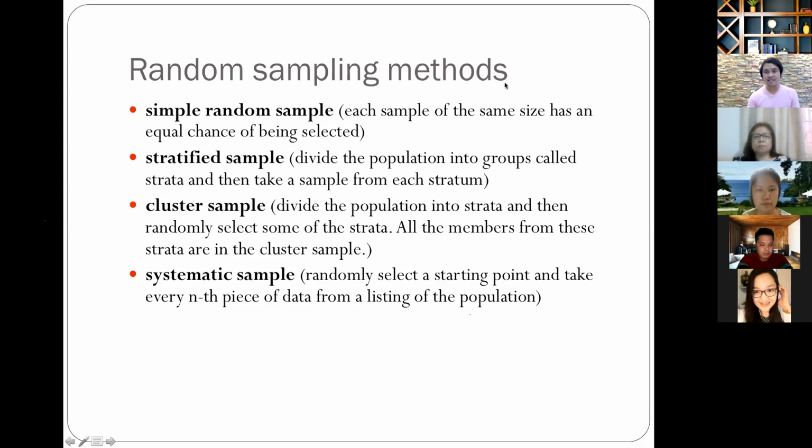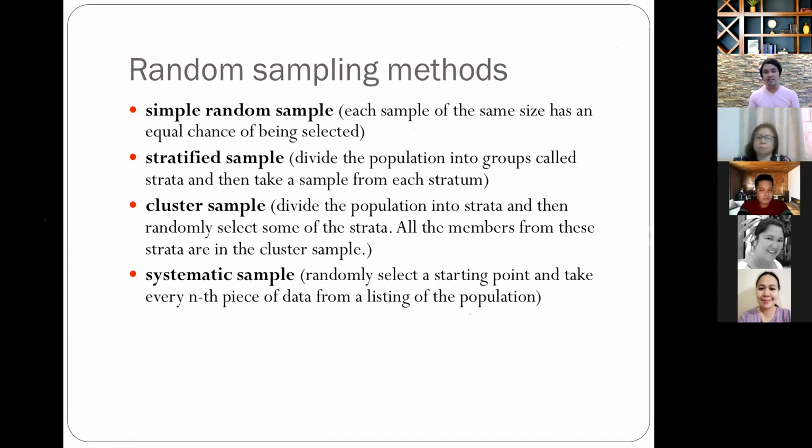So these are the different types of random sampling or probability sampling. One of them is what we call simple random sample. Each sample of the same size has an equal chance of being selected. Ang pinaka-common nito yung fishbowl technique. Meron kang fishbowl and then ilalagay mo roon yung mga pangalan ng mga possible na respondents and then bubunot ka lang. Para siyang lottery. Ang tawag doon ay simple random selection or technique.